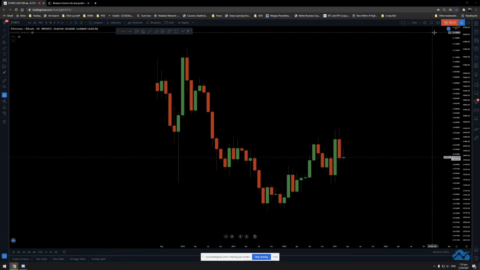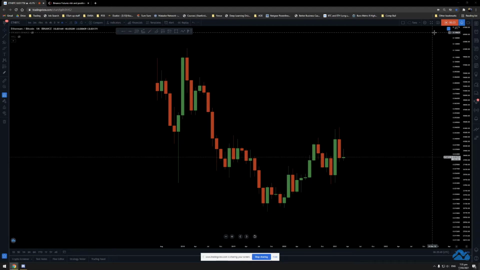I'm going to try to do it quickly and it will be a high level view. We're going to be talking about risk management, the most important thing in your arsenal of tools, and we will talk about how to identify key levels or zones.